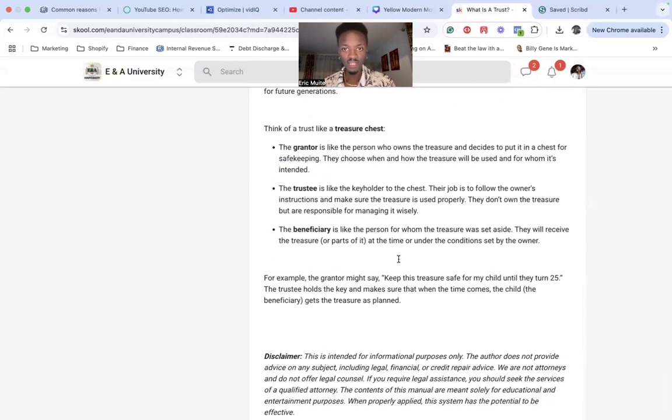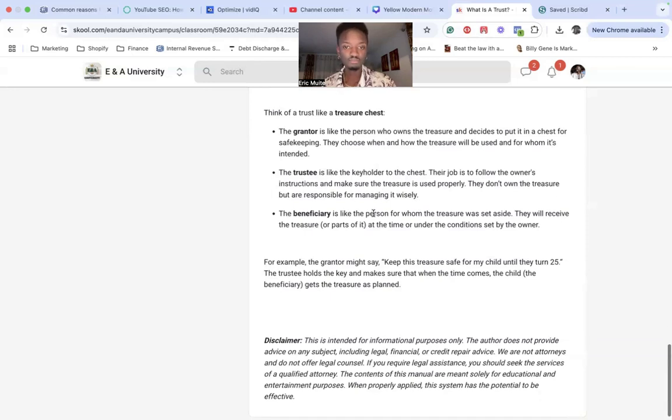So I want you to think of it like this, right? Think of a trust like a treasure chest. The grantor is like the person who owns the treasure and decides to put it in a chest for safekeeping. They choose when and how the treasure will be used and for whom it's intended. The trustee is like the key holder of the chest, right? Their job is to follow the owner's instructions, where in this particular case, the owner is technically us, but we're doing it on behalf of the all caps name, which is the company that we're managing. But the company can't do any of this for itself, right? So technically, we are the owners. But on paper, the business is considered the grantor, right? They don't own the treasure, but are responsible for managing it wisely, right?